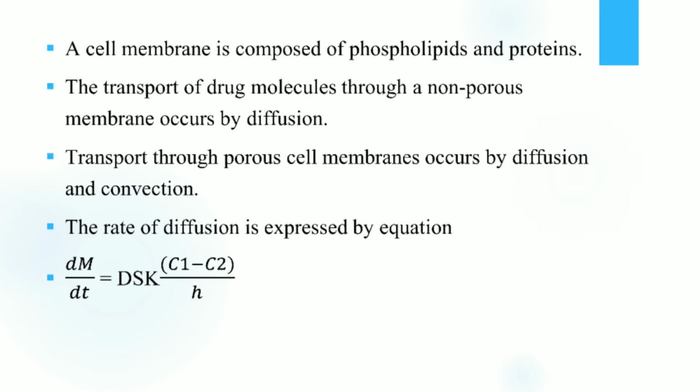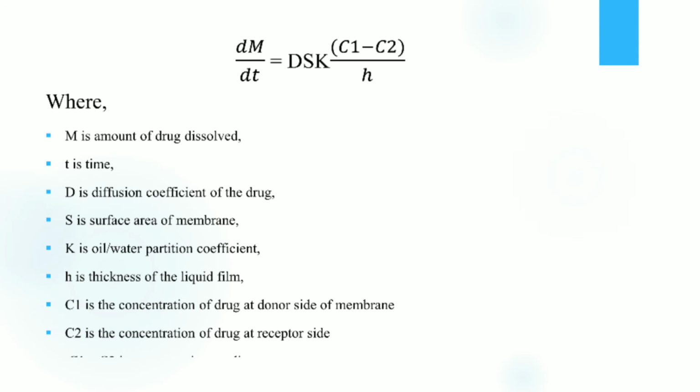Then the rate of diffusion is expressed by the equation dM/dt = DSK(C1 - C2)/h. So here, M is the amount of drug dissolved, t is time, D is the diffusion coefficient of the drug, S is the surface area of the membrane, K is the oil in water partition coefficient, h is the thickness of the liquid film, C1 is the concentration of the drug at the donor side of the membrane, C2 is the concentration of the drug at the receptor side, and C1 minus C2 is the concentration gradient.